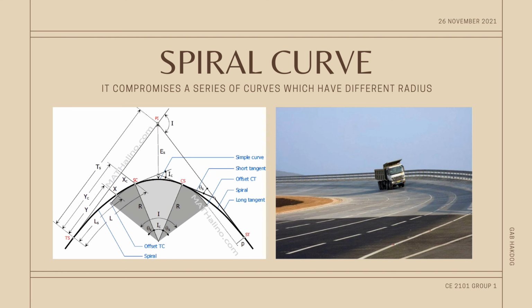The last horizontal curve we are about to talk about today is the spiral curve. A spiral curve comprises a series of curves which have different radii. In case you are wondering what the difference is between the compound and spiral curve, a compound curve is treated as a combination of two or more simple curves, whereas the spiral curve is based on a varying radius. This type of curve is used primarily to reduce skidding and steering difficulties by a gradual transition between straight line and turning motion.